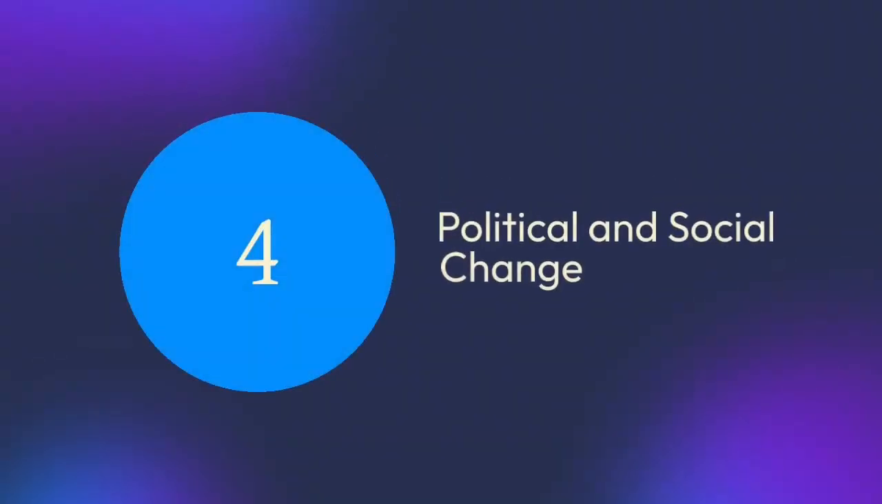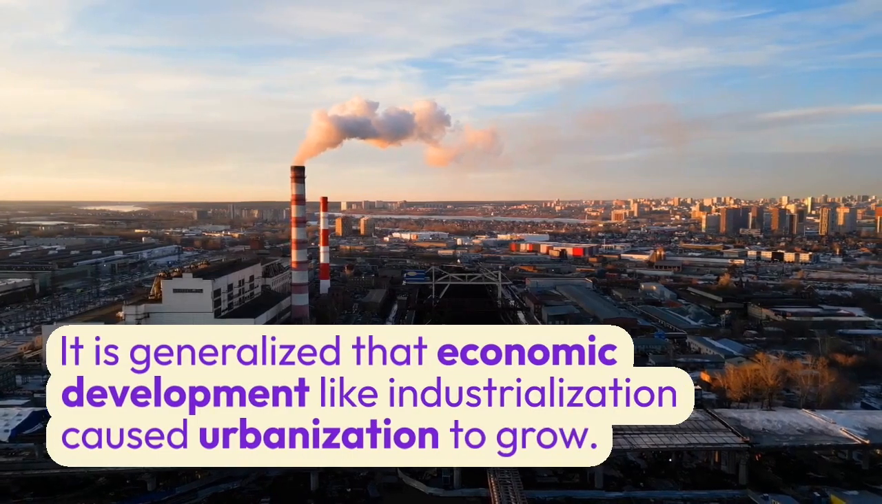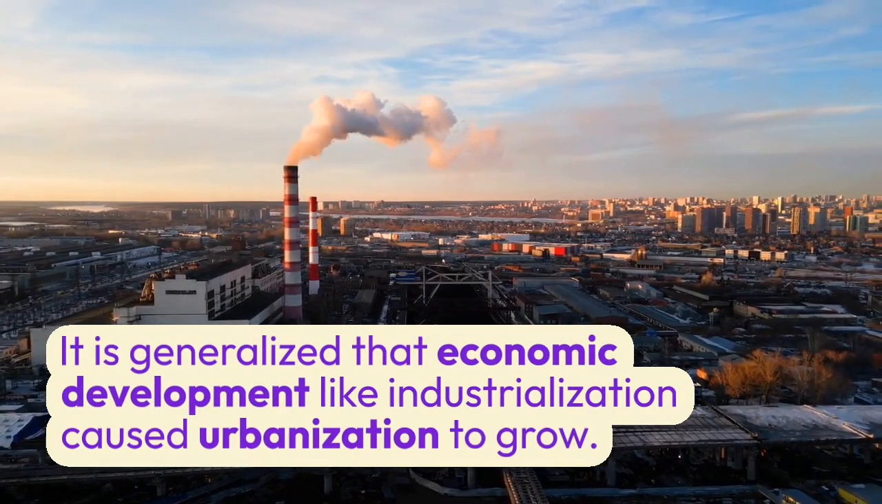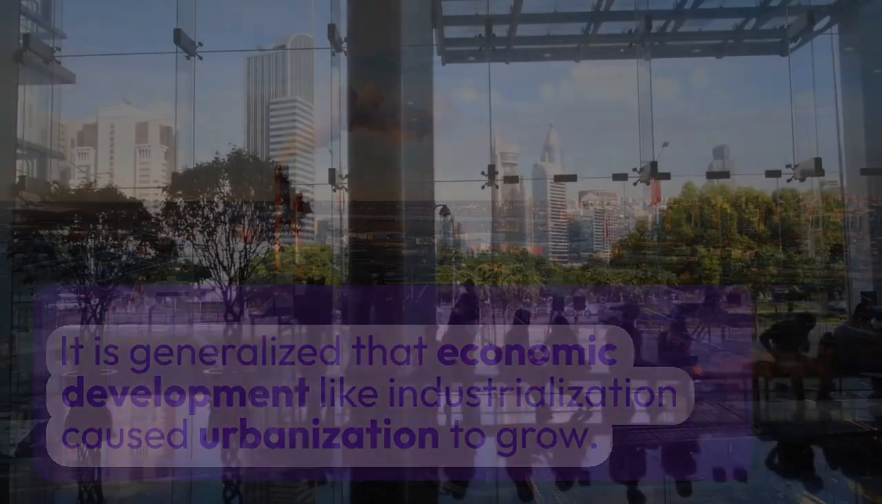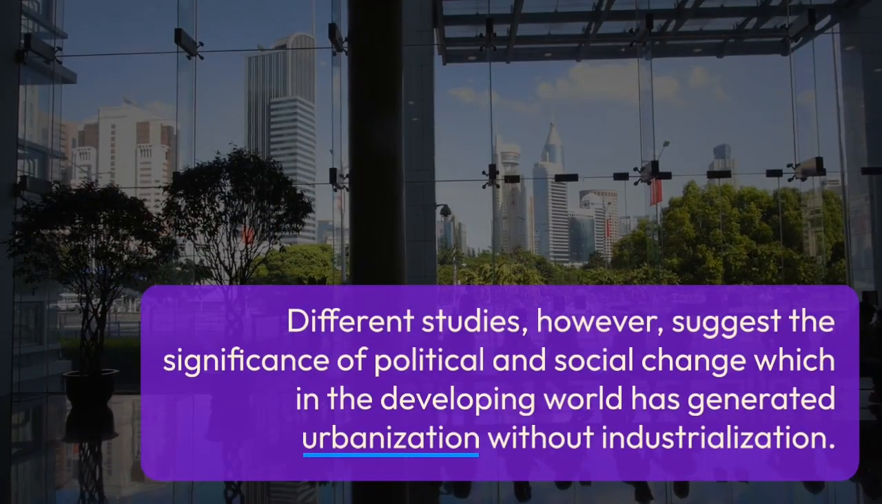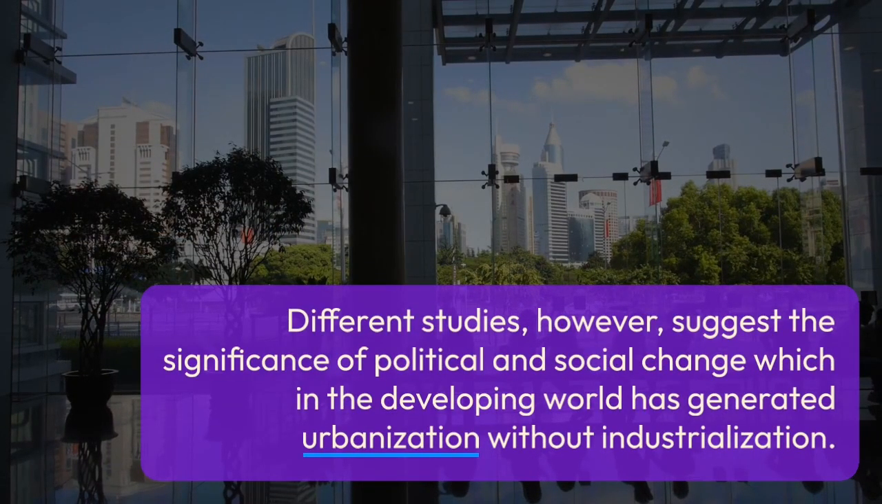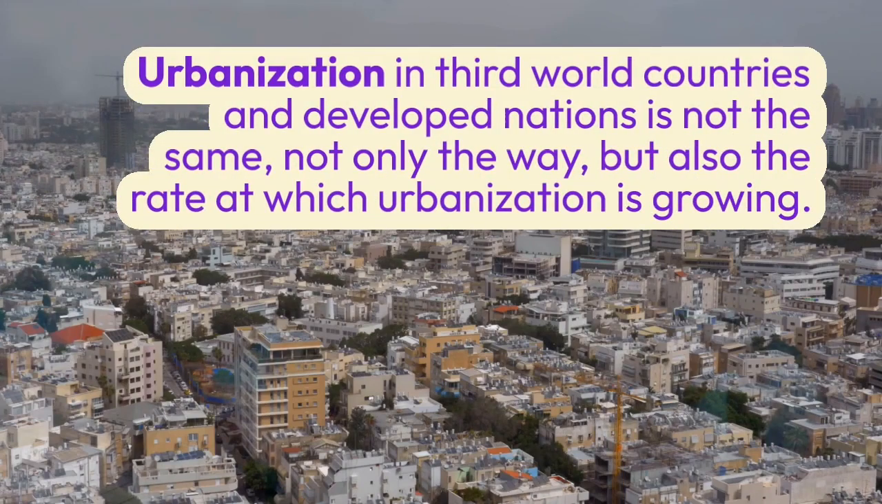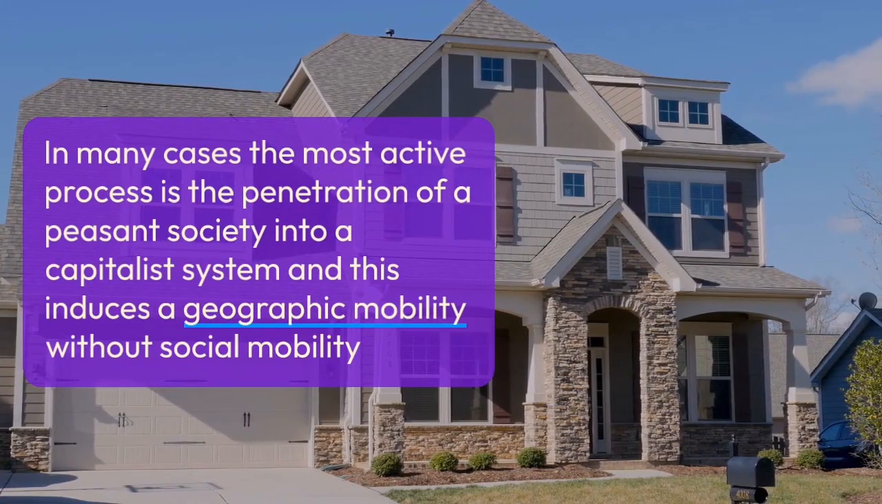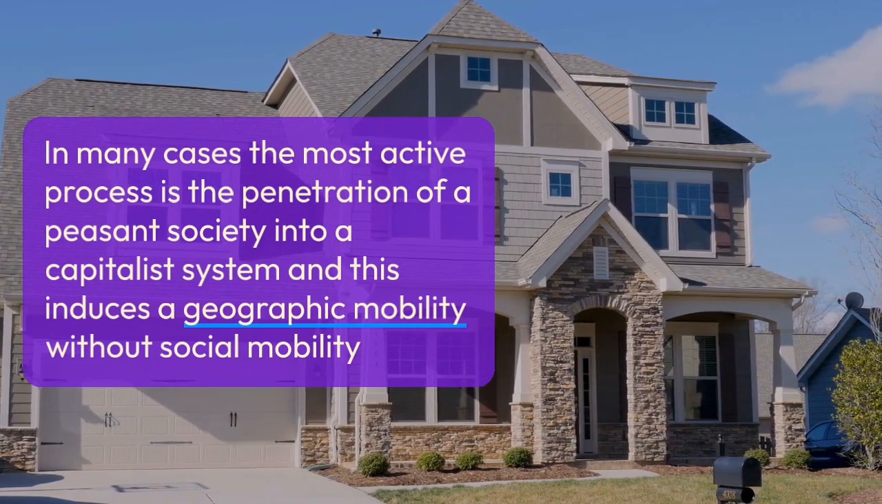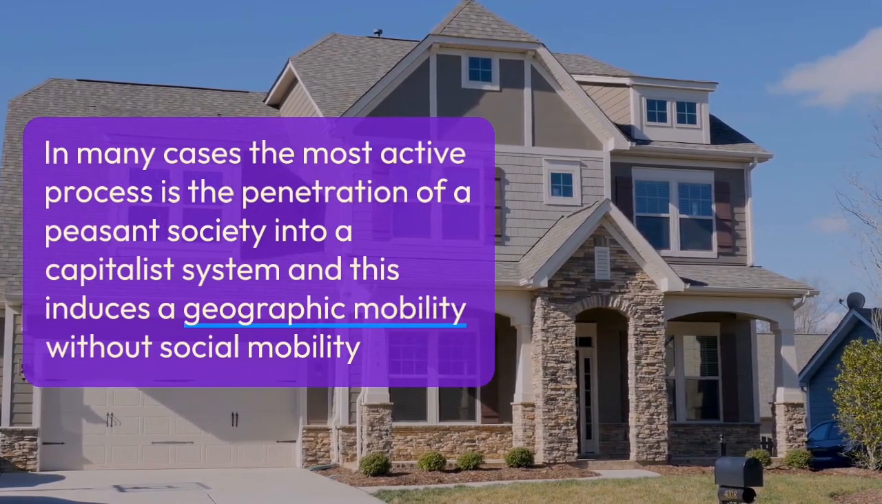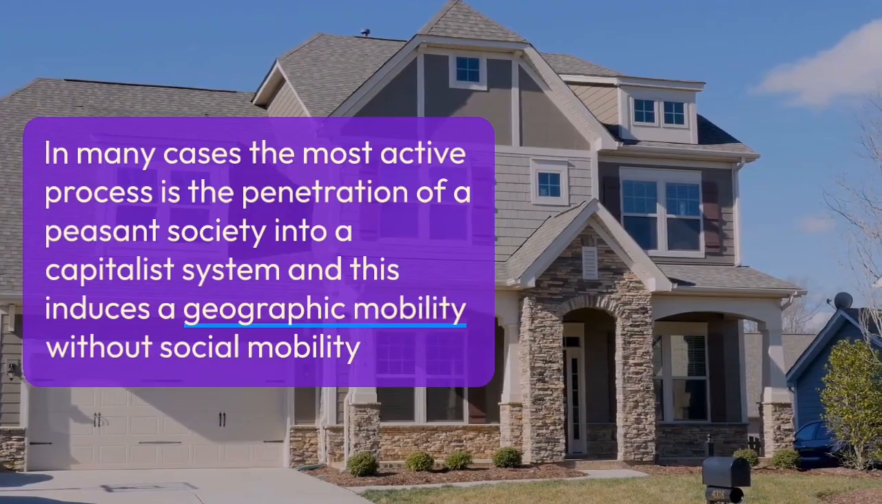4. Political and social change. It is generalized that economic development, like industrialization, caused urbanization to grow. Different studies, however, suggest the significance of political and social change, which in the developing world has generated urbanization without industrialization. Urbanization in third world countries and developed nations is not the same, not only in the way, but also in the rate at which urbanization is growing. In many cases, the most active process is the penetration of a peasant society into a capitalist system, and this induces a geographic mobility without social mobility.